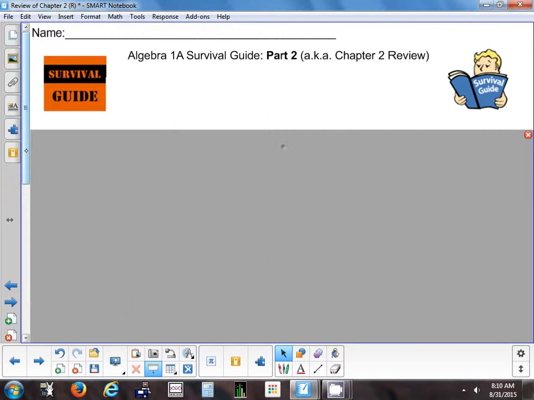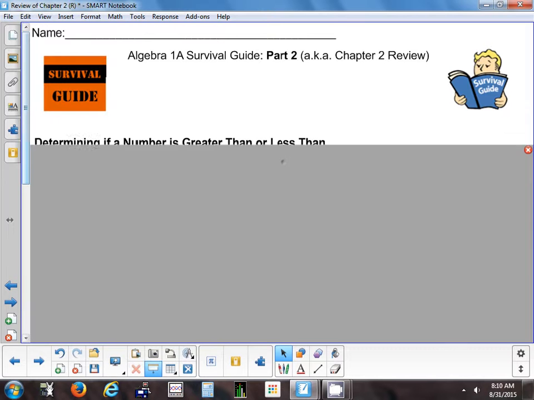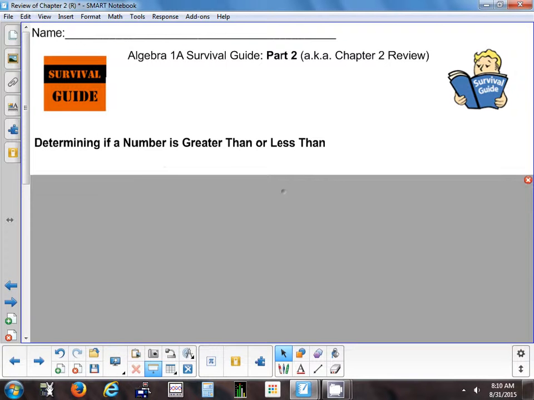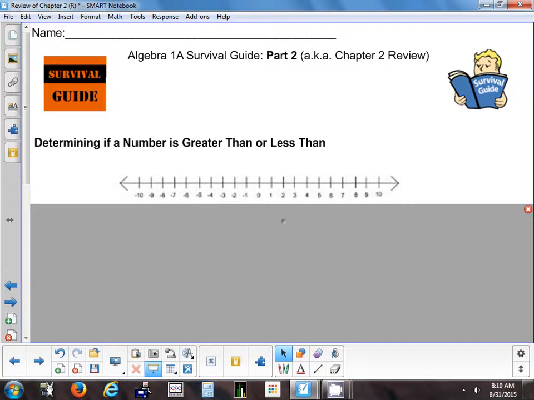All right, so today we're going to look at Chapter 2, kind of finish up reviewing some of the basics that we're going to be using all year long. All right, so something we want to be able to do is determine whether or not a number is bigger or smaller than another number. So if you're given two numbers and I say, which one's bigger, you want to know how to do that.